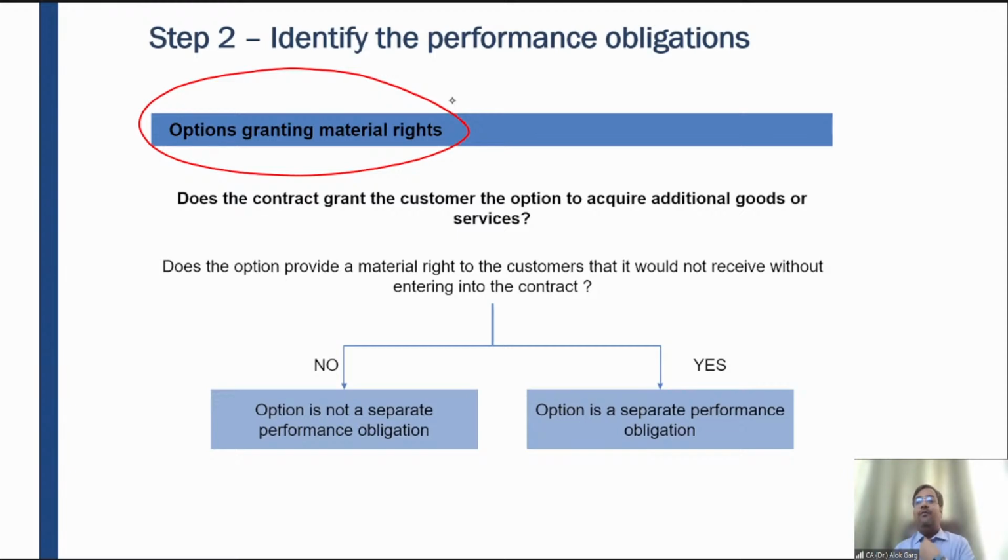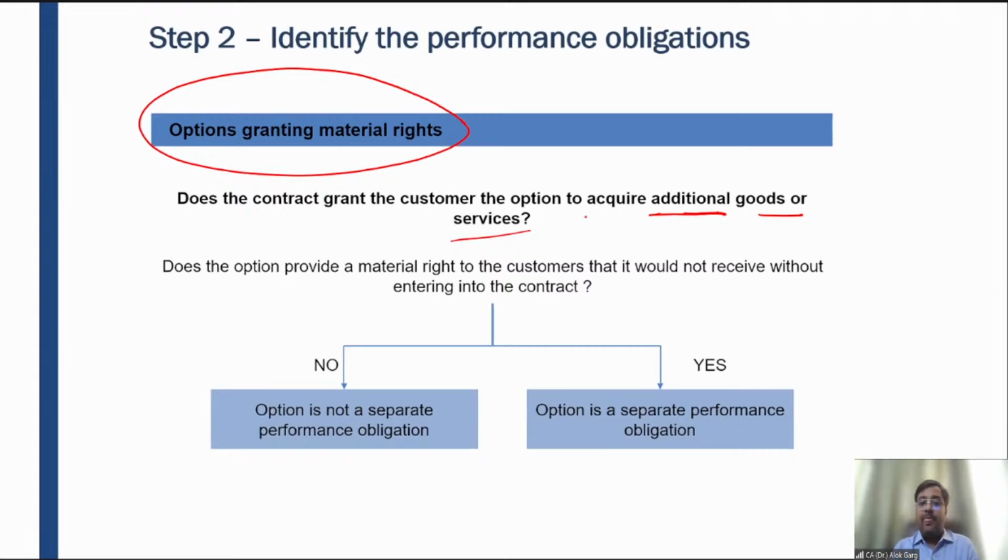And let me tell you, 4 or 5 years back I got a 50% discount voucher of Taj Hotel, but still I have not utilized that, and it has already expired, right? Because I did not get the time to utilize that. So by entering into the contract, the customer is getting an option which grants a material right to discount in future purchases, right? So the standard says: does the contract grant the customer the option to acquire additional goods or services? Please see, the words are additional goods or services. If the answer is yes, then that option is a separate performance obligation.